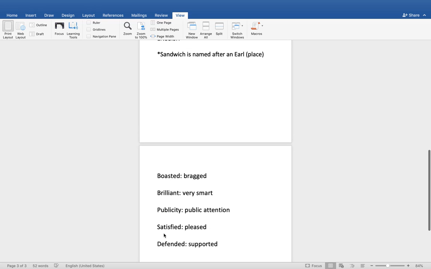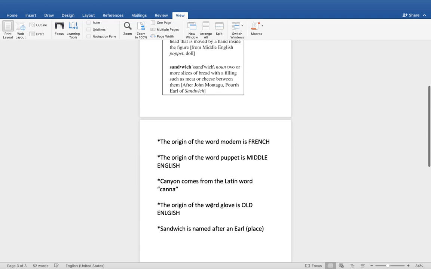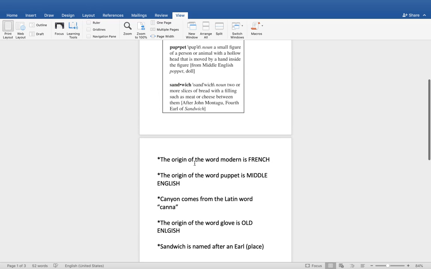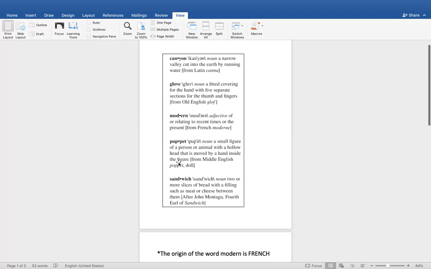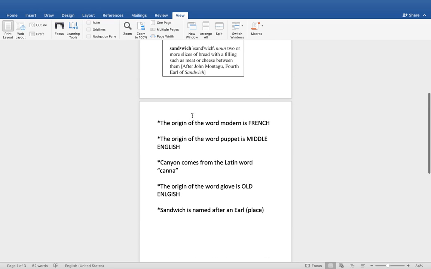Those are the words you need to focus on: boasted, brilliant, publicity, satisfied, defended. And then these random things up here that have to do with this dictionary page that you're going to be shown.